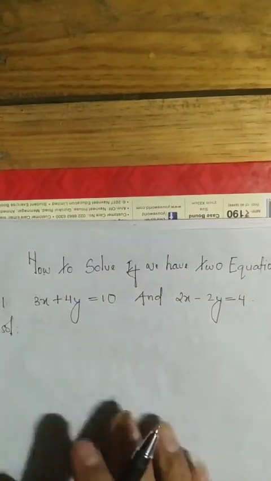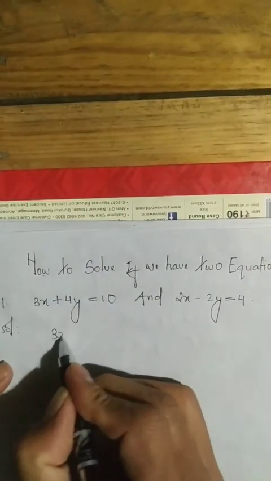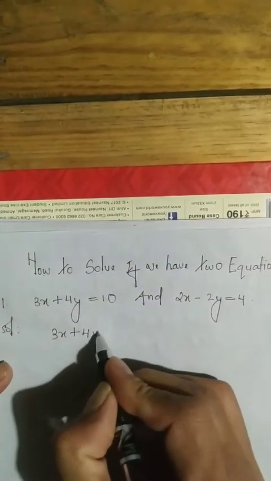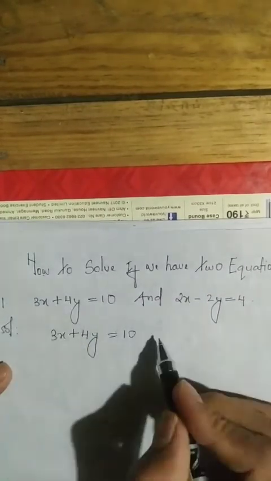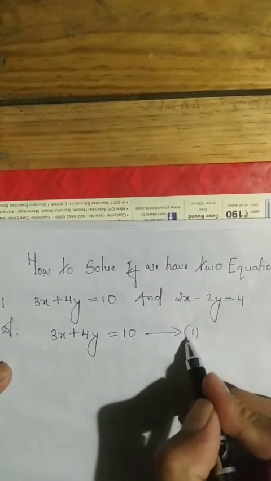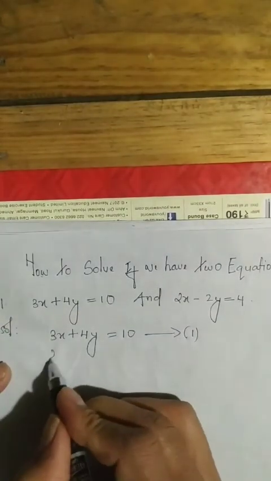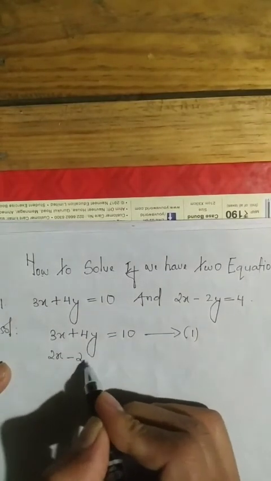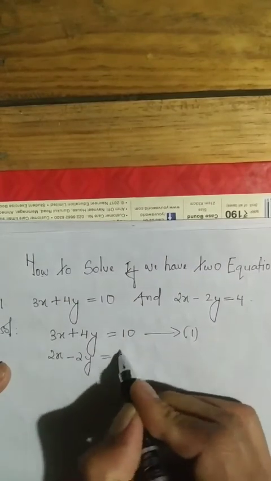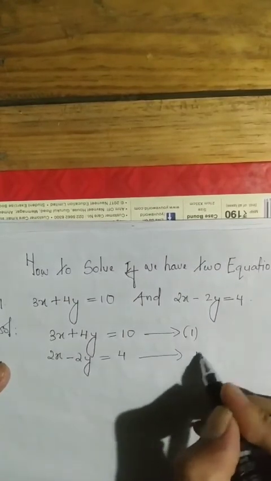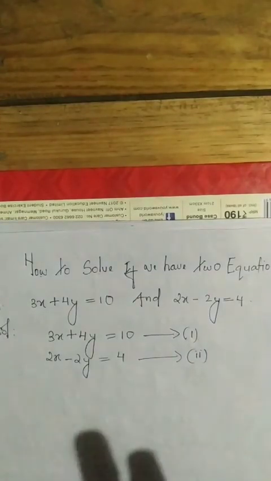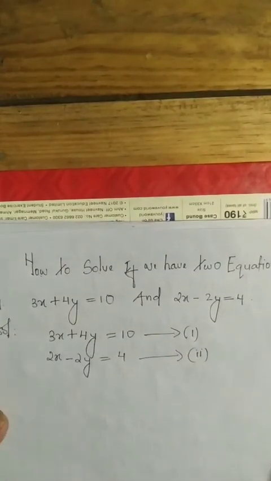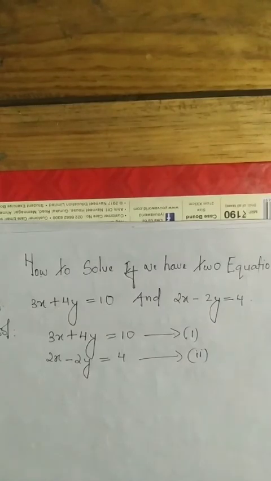Solution: 3x plus 4y is equal to 10. Now the first one, you just make it the first equation. The second one, 2x minus 2y is equal to 4. Make it equation 2. I hope till here it's clear. Now let's move to the next.